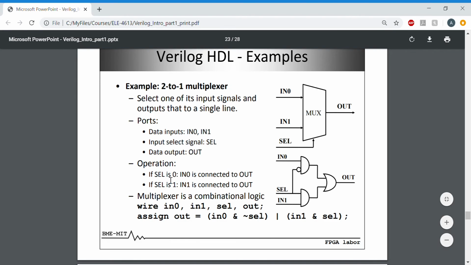The operation: if sel is 0, then in0 is connected to out. If sel is 1, in1 is connected to out. So if sel is 0, then this is inverted, so this is going to be 1, and 1 and 1, or 0 and whatever is 0. So this is in0 going out. In0 or 0 is going to be in0. So this is how it is described: in0 and not sel, or in1 and sel. That's as simple as that.